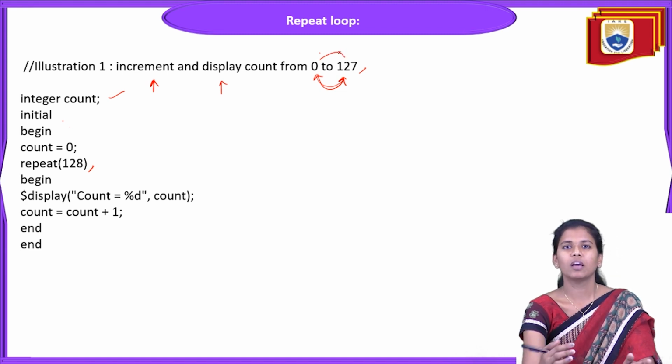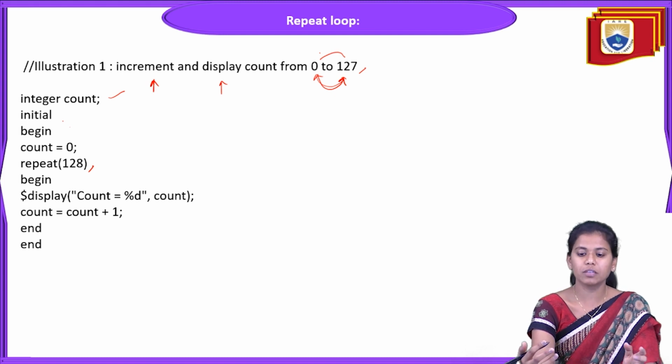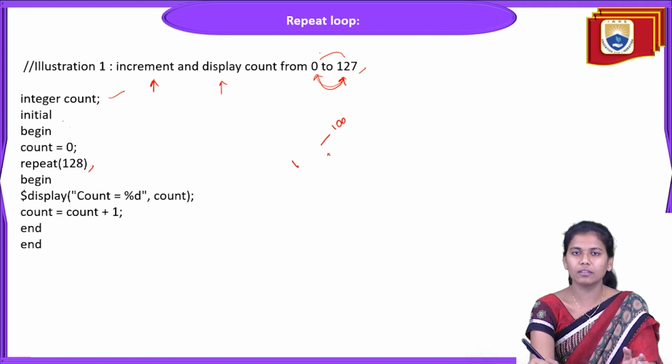Okay, that means what? Logically, or in general, if you remember this repeat loop, for example, if you want to count from 1 to 100, sometimes while you are counting, because of some disturbances or interruptions from the opposite side, sometimes we'll miss the count, isn't it? So what we will do, again we'll start counting right from the starting. Okay, the same follows here.